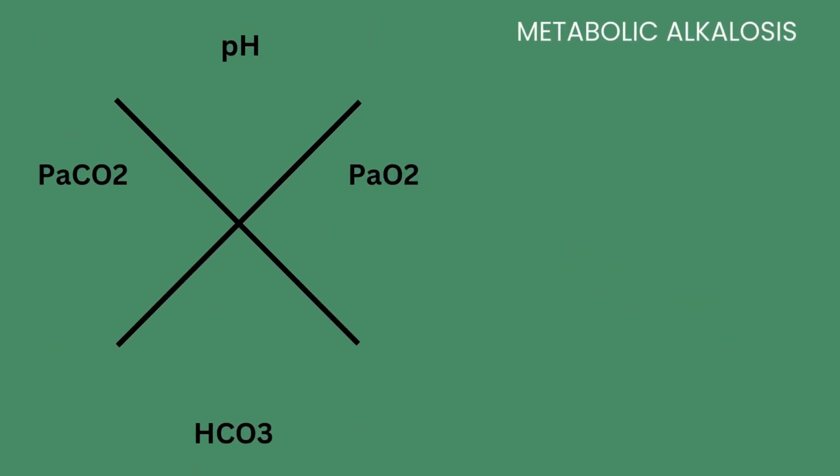Metabolic alkalosis also produces a pH above 7.45, but the cause lies in elevated bicarbonate levels, typically above 26 to 28 milliequivalents per liter. This can occur after prolonged vomiting, loss of stomach acid, or overuse of antacids. In uncompensated cases, PaCO₂ remains normal. As compensation occurs, breathing slows to retain CO₂, leading to a mild rise in PaCO₂. PaO₂ will often remain normal, or high, as the patient is being given oxygen.